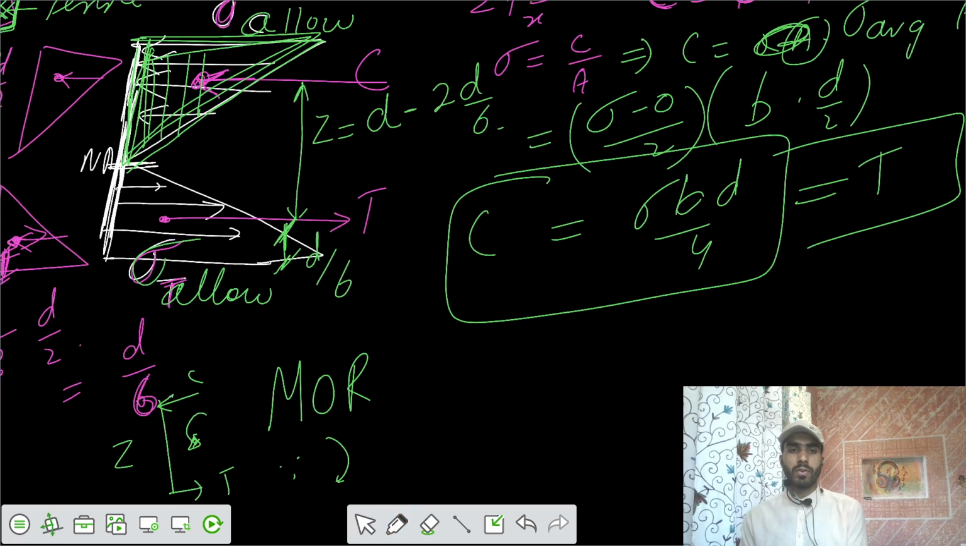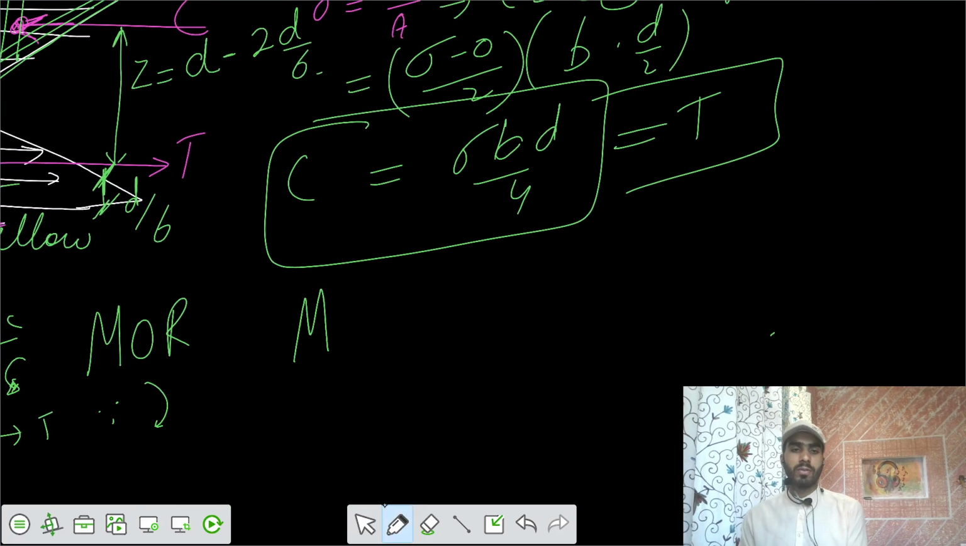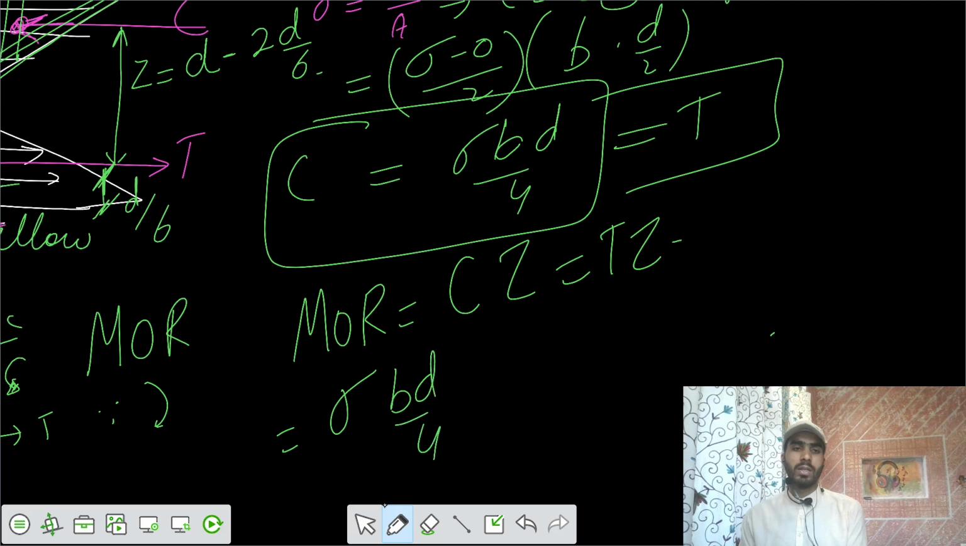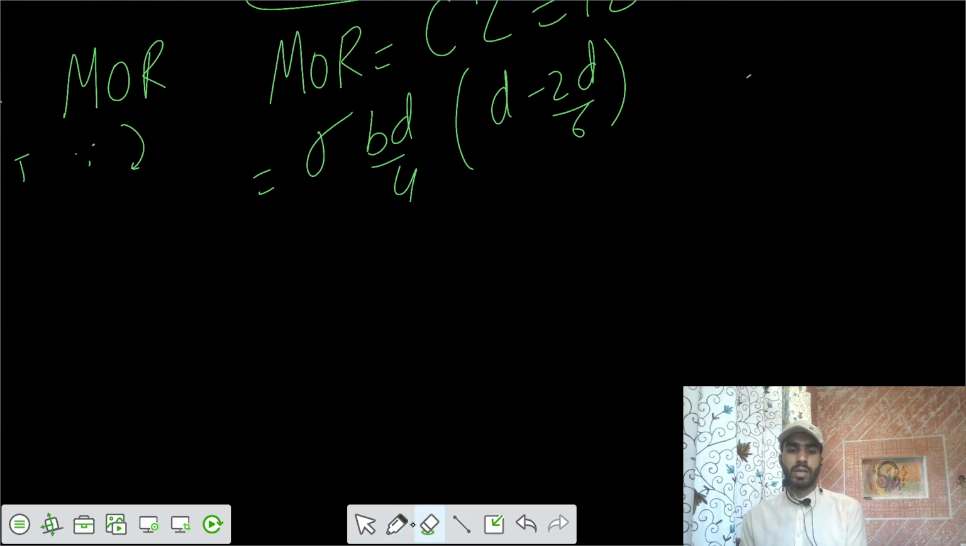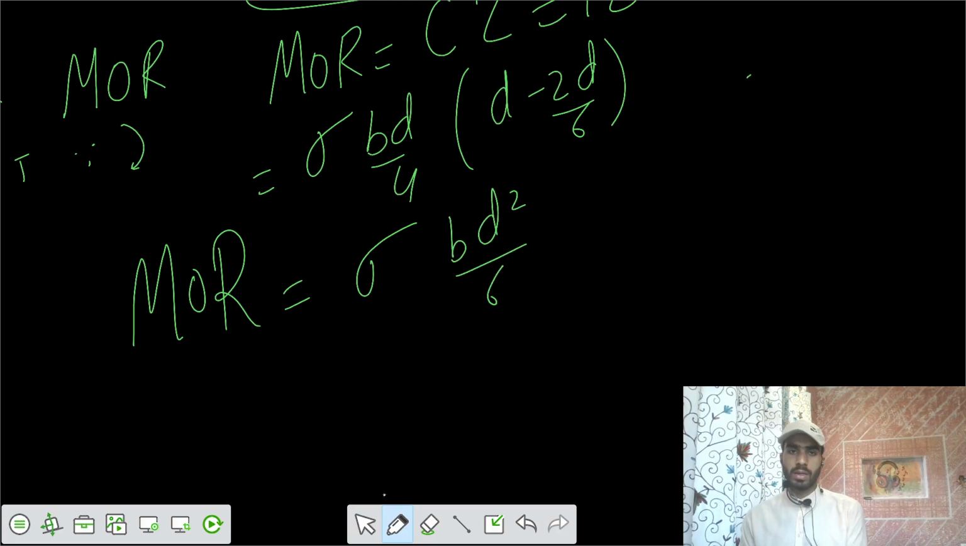So if you want to say what's the value of moment of resistance, that's the internal couple developed, which equals C into Z or T into Z. So we can write sigma BD by 4 into (D minus 2D by 6). Finally you get the moment of resistance equal to sigma times BD squared by 6, that equals sigma allowable into the section modulus of that section.